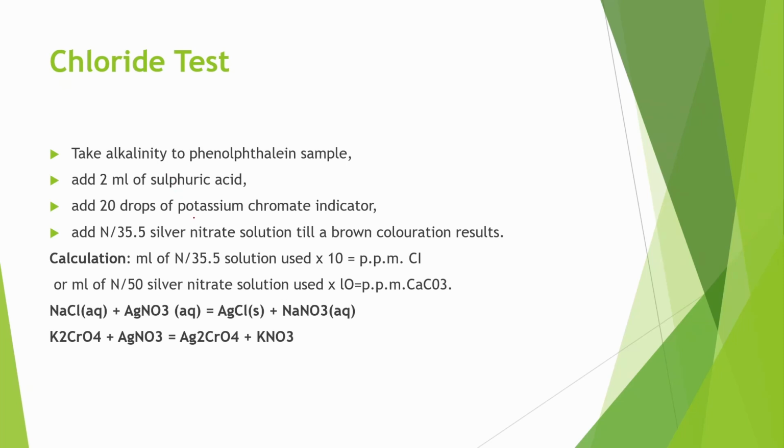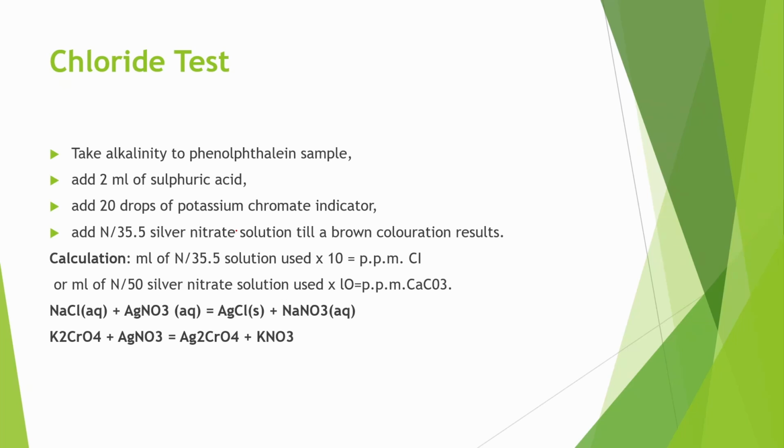Then we add potassium chromate, 20 drops of potassium chromate. So potassium chromate is an indicator like phenolphthalein or methyl orange. Then we will add N/35.5 silver nitrate solution till the brown coloration results. So silver nitrate has an affinity for potassium chromate and chlorides.